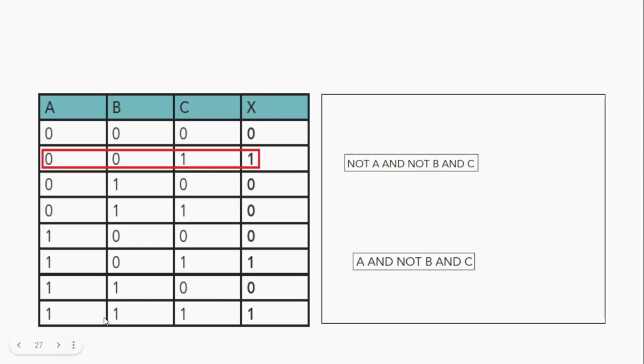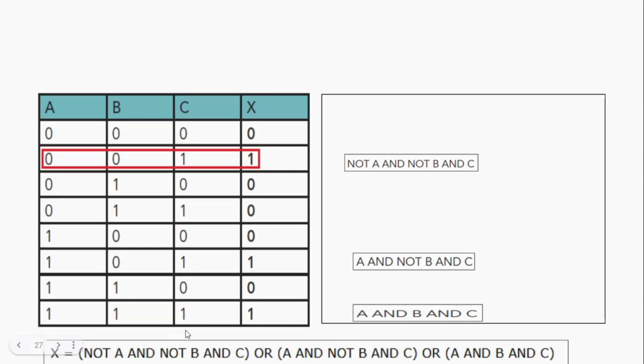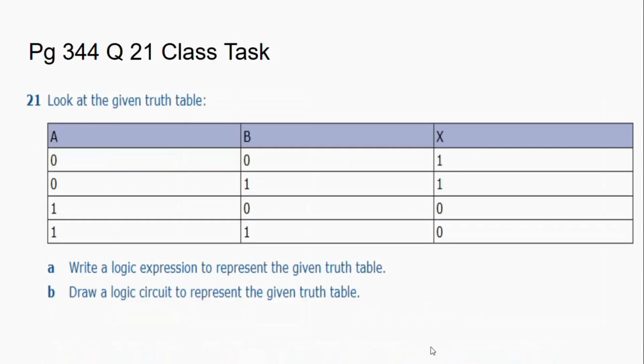And for this, every input is 1: A AND B AND C. And then how do you write the final expression? Just pass all these expressions through the OR gate, combine all the expressions with the help of the OR gate. This will be your final expression.